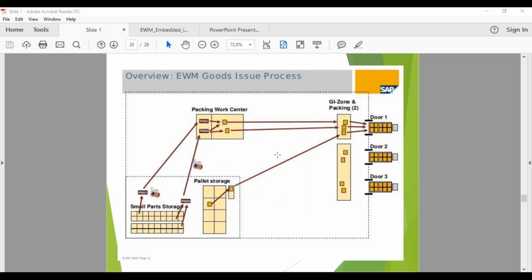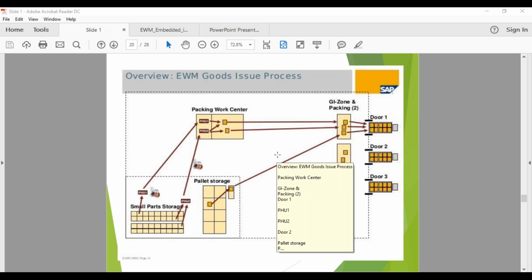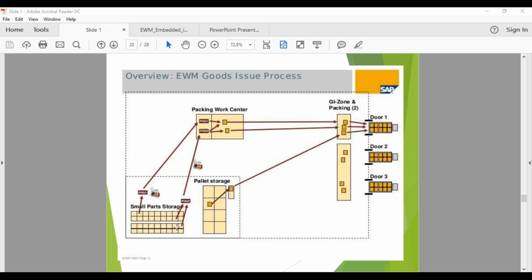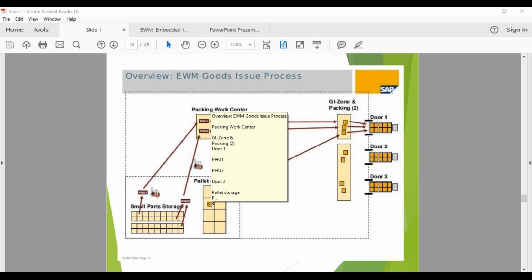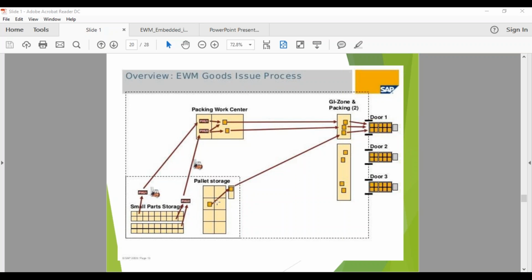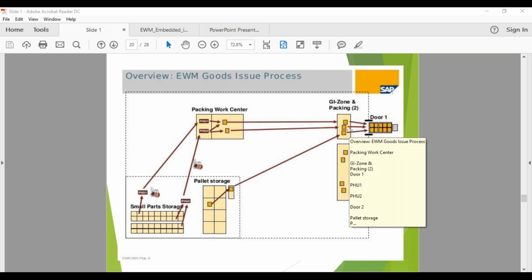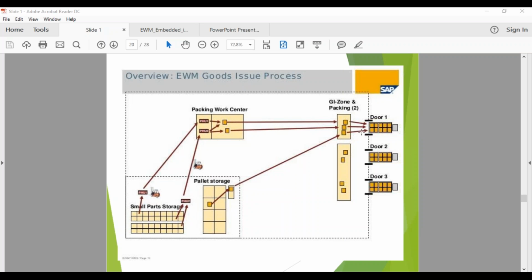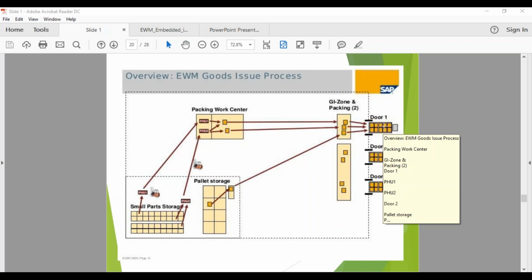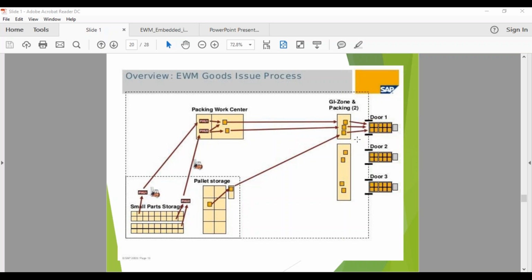In the same way as we discussed at the inbound delivery, we have the same two levels of processes: one is a complex outbound, one is a simple outbound. Simple outbound means we'll be picking the pallet or a carton, placing it into the shipping area, and then loading it into the transportation unit. This is a simple process. Simple outbound it is called.